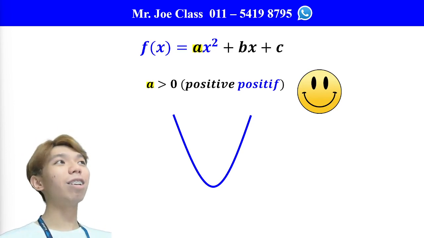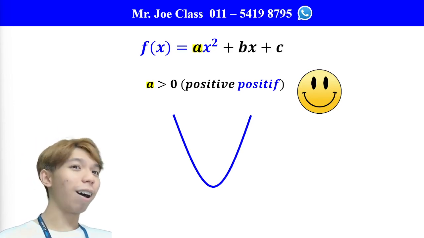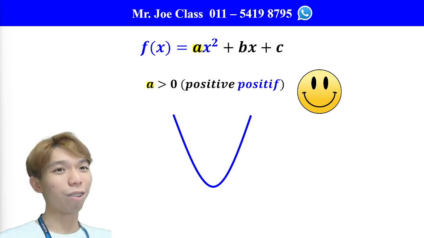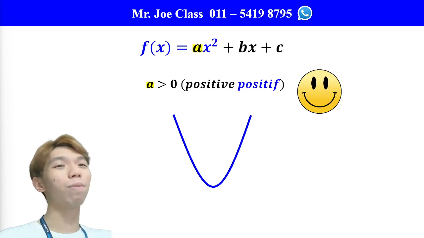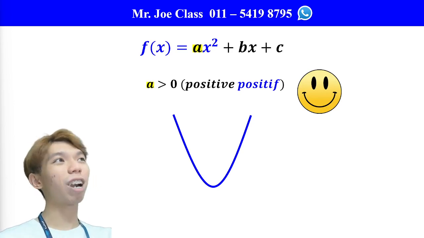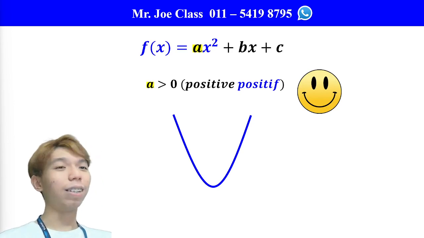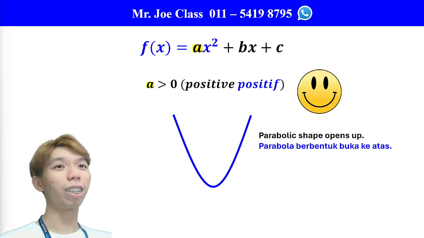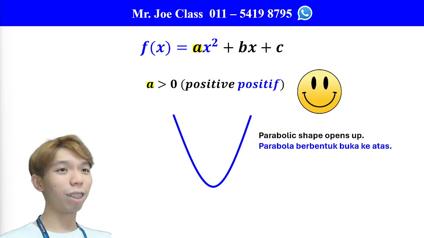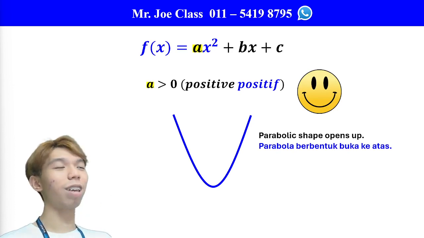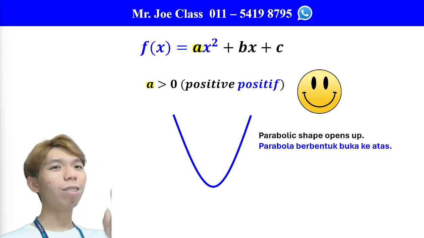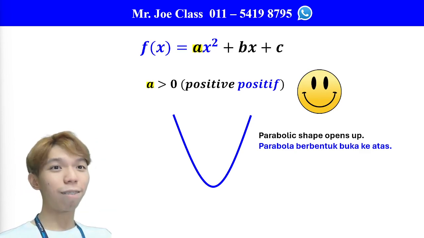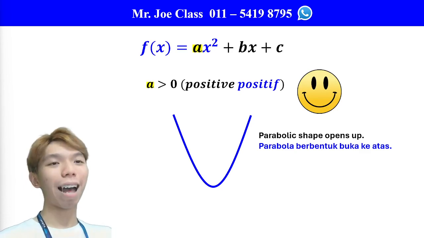And in the examination, you're required to describe how a graph is shaped. You for sure cannot describe that the graph is shaped like a smiley face. In your examination, you will be tested to describe how this graph is shaped if A is a positive number. To describe it, it is actually a parabolic shape. This is known as a parabolic shape, and it opens up. Why do you say that it opens up? Because you see the top part of it is exposed to the surrounding. So opens up, buka ke atas.